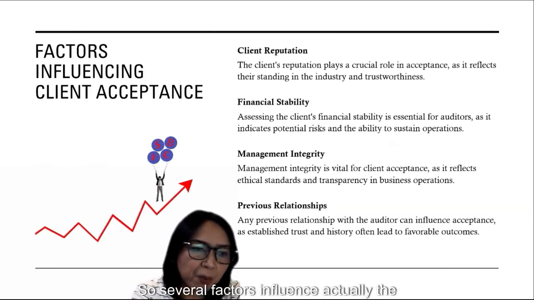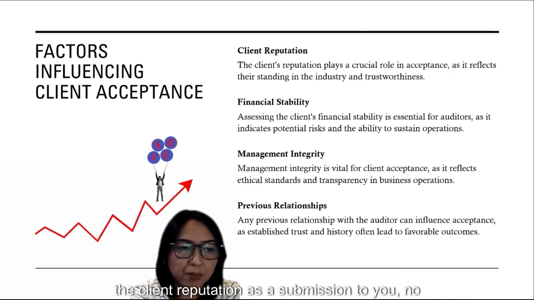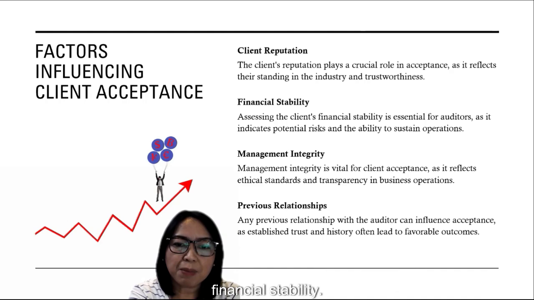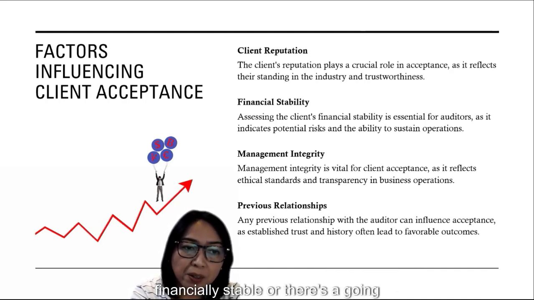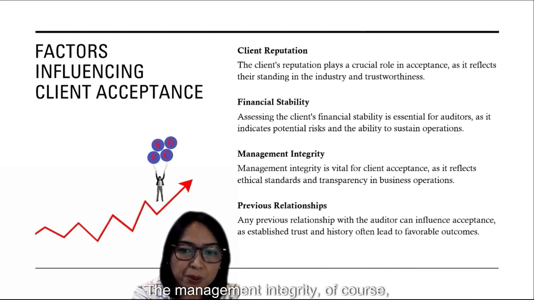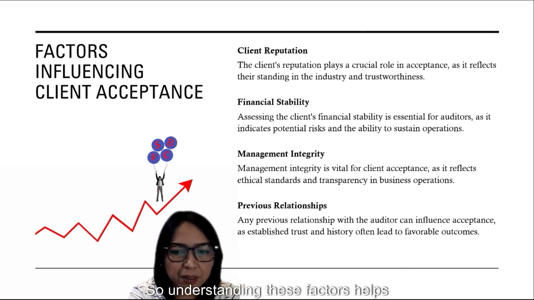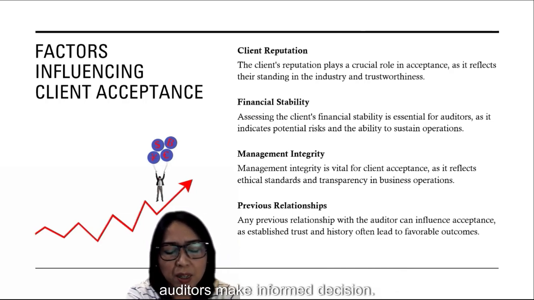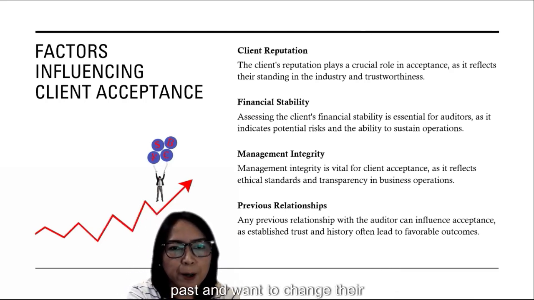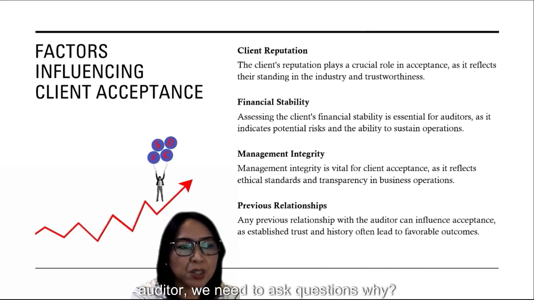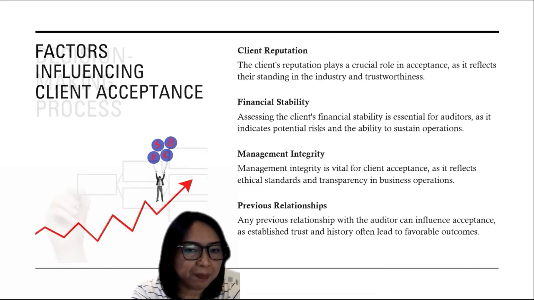So, several factors influence the client acceptance. What are those factors? That includes the client reputation, as I mentioned to you. Financial stability. Is the client still financially stable or is there a going concern? The management integrity, of course, and any previous relationship with the auditor. So understanding these factors helps auditors make informed decisions. If the client had another auditor in the past and wants to change their auditor, we need to ask questions. Why are they changing auditor? So it's something to think about.